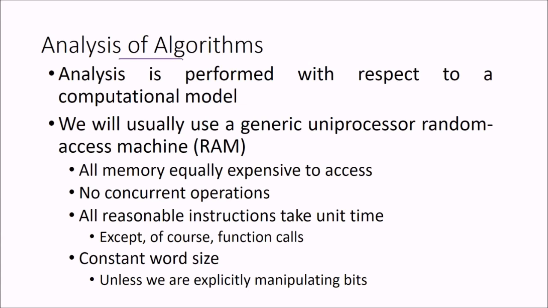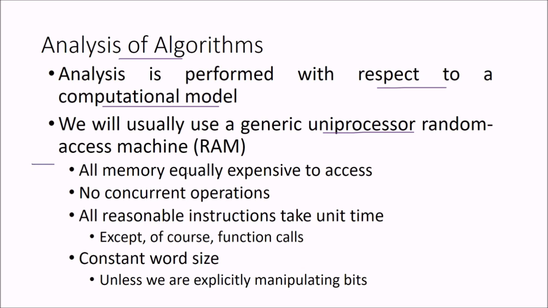As this course is on analysis of algorithms, analysis is performed with respect to a computational model. Once you have a result, you analyze it. But how to analyze? On whom to analyze? This is performed with respect to a computational model. So we will usually use a generic uniprocessor random access machine, which will be clear to you in a short while, maybe in later sessions. But we will just use a machine or a computational model.